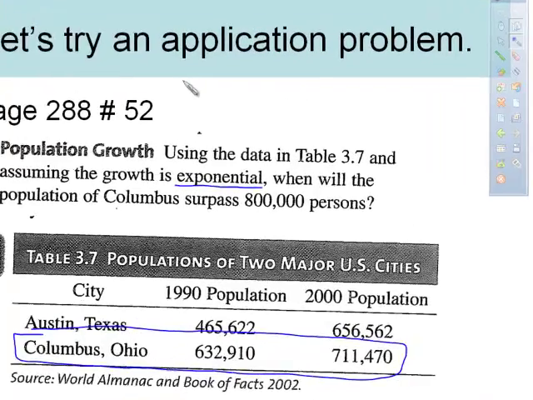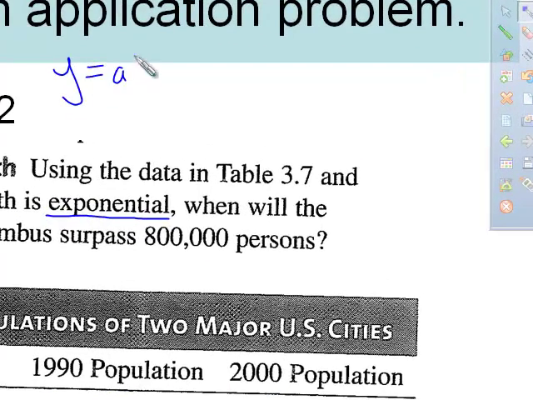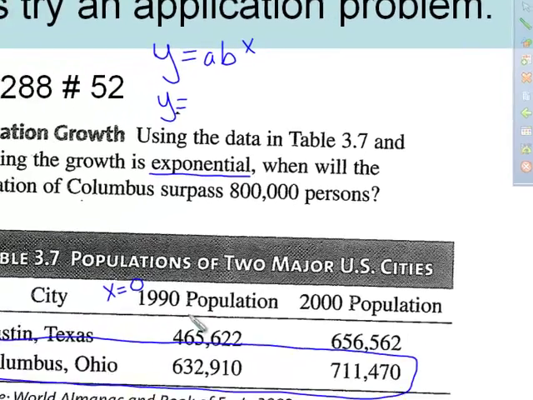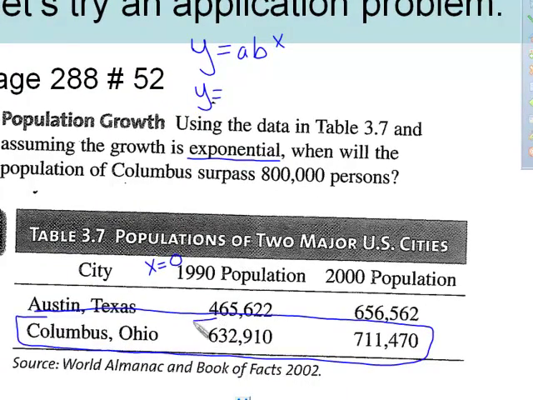So let's write an equation. We're going to need the equation to solve this problem. So where do we start? Well, we need our starting point. We don't know time 0, but we can assign a value as time 0. If we say, for example, that we're starting at 1990, then x equals 0 would represent 1990. That being said, our population in 1990 is going to be our starting value. So we're going to write that as our value for a.